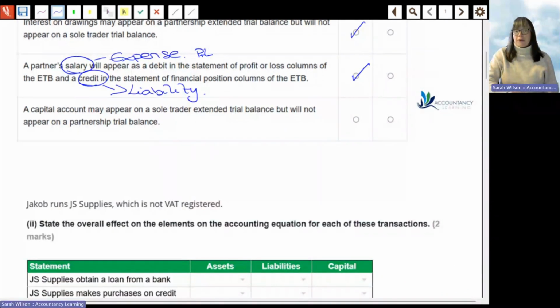A capital account may appear on a sole trader extended trial balance, but will not appear on a partnership trial balance. So just be careful here. Remember to read the question carefully. It says will not appear on a partnership trial balance. So this is false because both sole traders and partnerships will have to show the capital account. So how is the business invested?